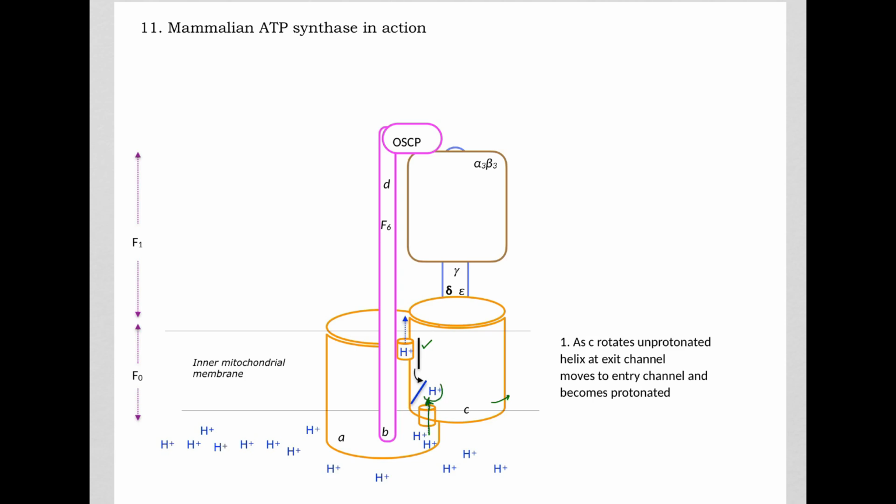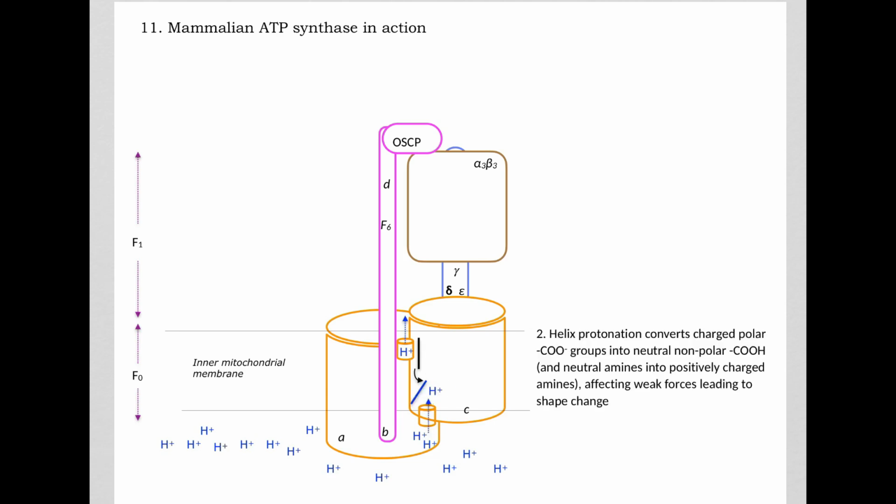Now the entry channel has a lot of protons coming in from the space. These protons are going to combine with this helix and make the helix into a protonated helix. Okay, so the helix goes from unprotonated to protonated.